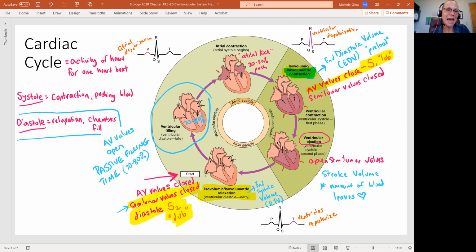All right, up next, we're going to start talking about cardiac output.